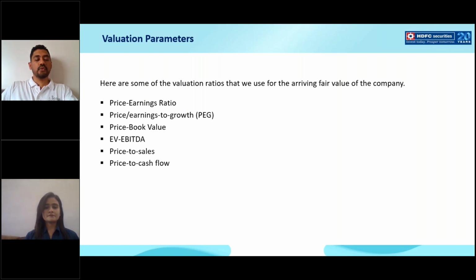Then the next ratio we use to value a company is EV by EBITDA. It is a ratio to determine the total value of the company. This multiple looks at a firm in the way that a potential acquirer would be considering the company's debt. This multiple is calculated by dividing the enterprise value by EBITDA.